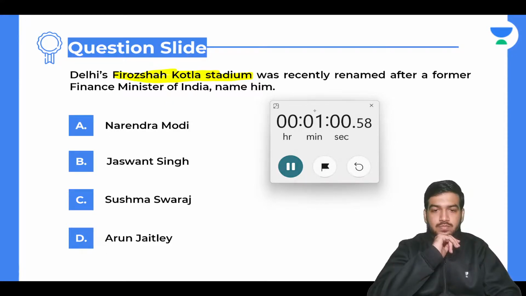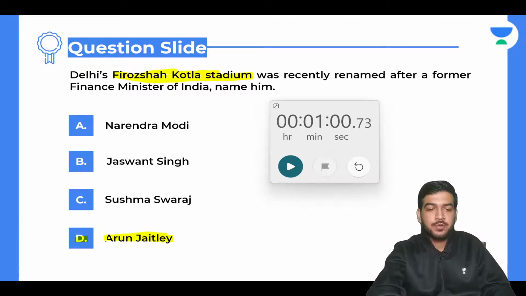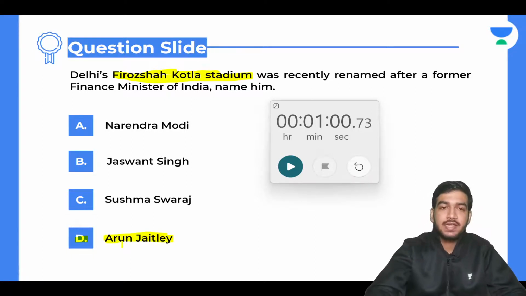Alright, the answer to this question is D. Arun Jaitley. Arun Jaitley was the former president of the DDCA, that is the Delhi Cricket Association. So it was in his memory that the Firoz Shah Kotla Stadium was now renamed as Arun Jaitley Stadium.